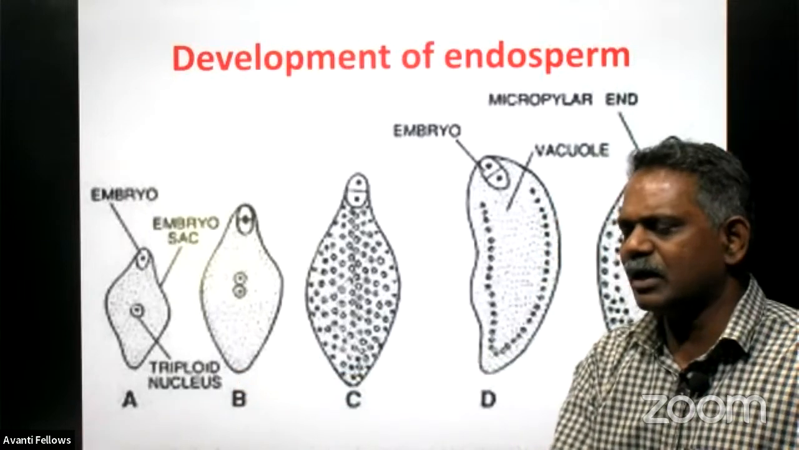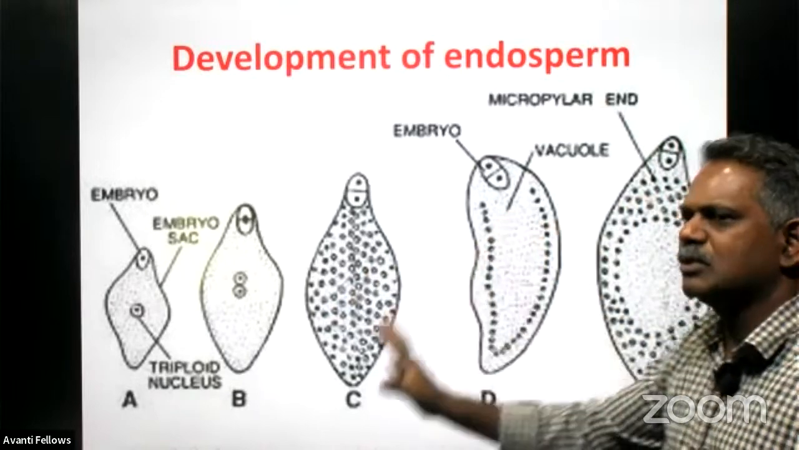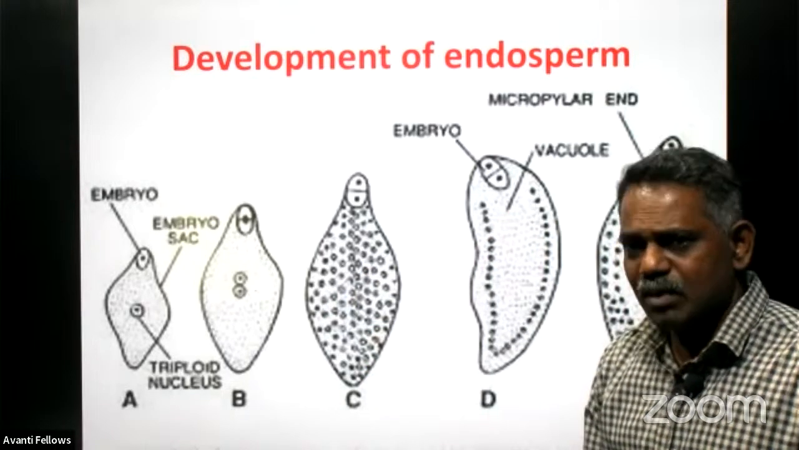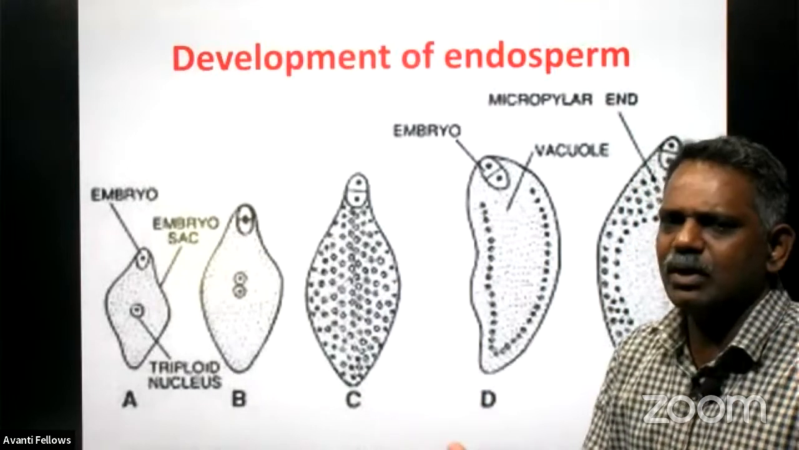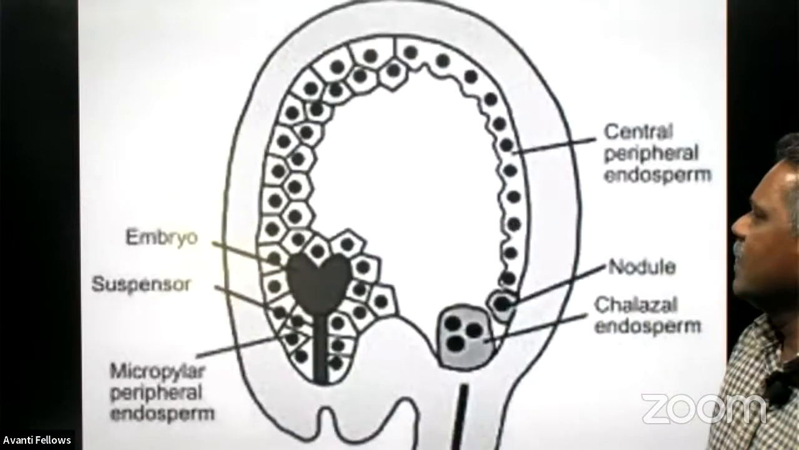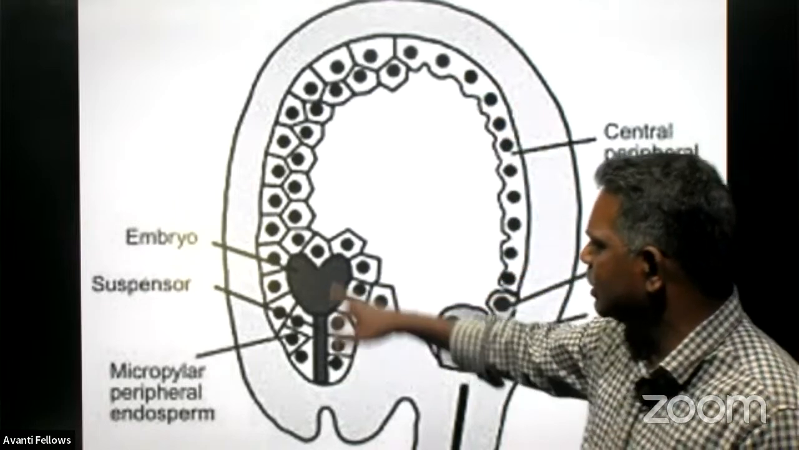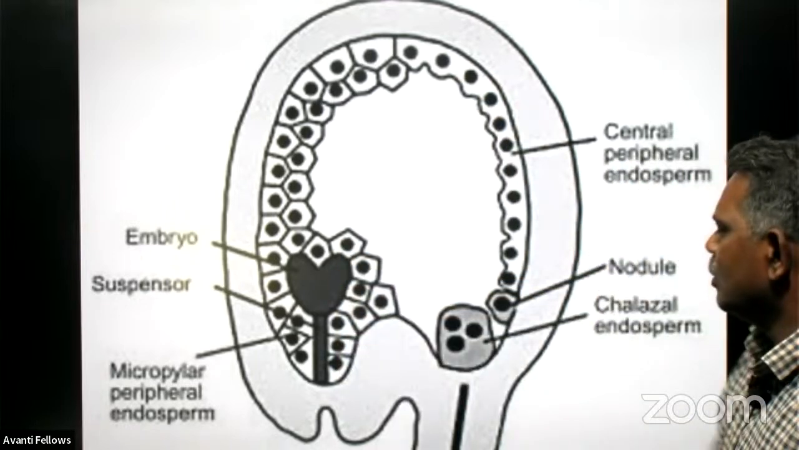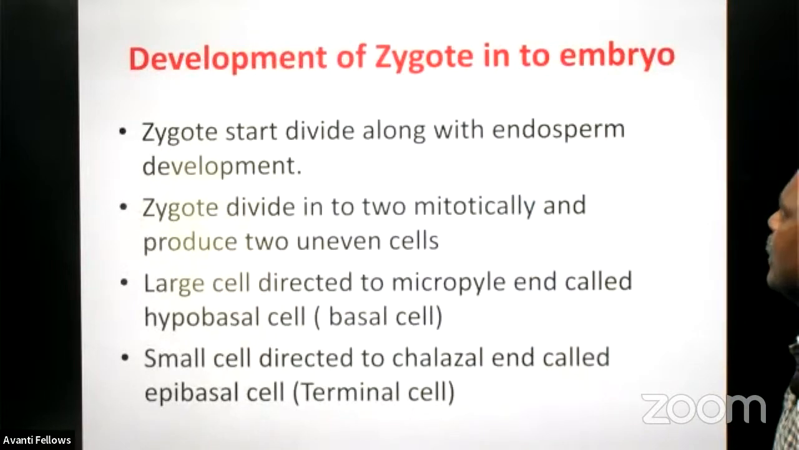And this starts development only after completing the development of the endosperm and storing the food material inside, because the development of the zygote into an embryo requires a lot of nutrients that will be provided only by the endosperm. This is the endosperm development, and this is the development of the embryo at the micropyle end only, right? Then come to the development of the zygote.